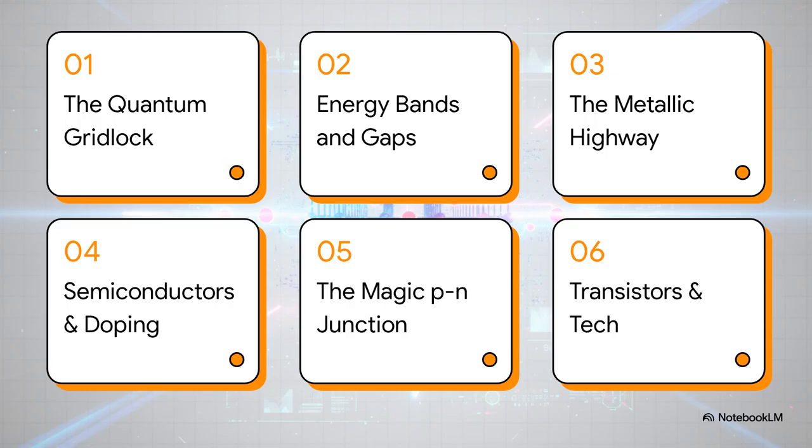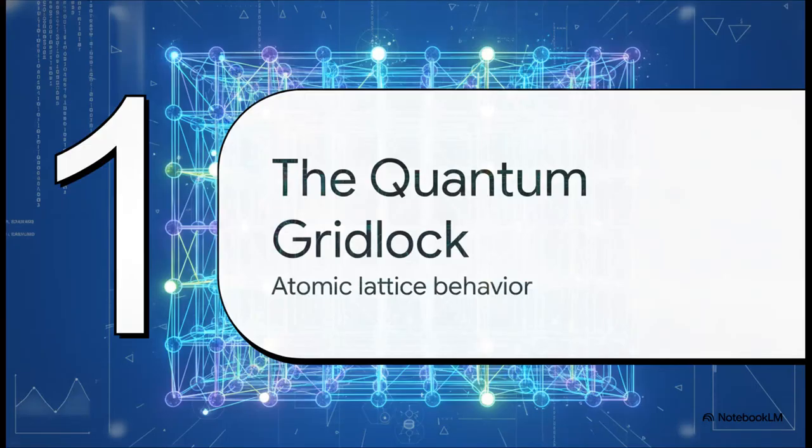We're going to cover 1, the quantum gridlock, 2, energy bands and gaps, 3, the metallic highway, 4, semiconductors and doping, 5, the magic p-n junction, and finally 6, transistors and modern tech. We'll start at the atomic level and scale all the way up to the microchips driving modern technology. All right, part 1, the quantum gridlock.